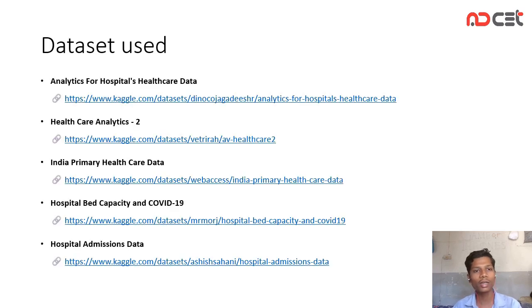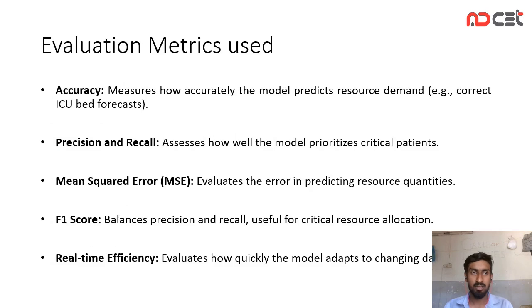Now we see the datasets used for this research. First is analytics for hospital healthcare data. Second is healthcare activity analytics 2. Third is India primary healthcare data. Fourth is hospital bed capacity and COVID-19. And the fifth one is hospital admissions data. So I am Keshav Pawar.